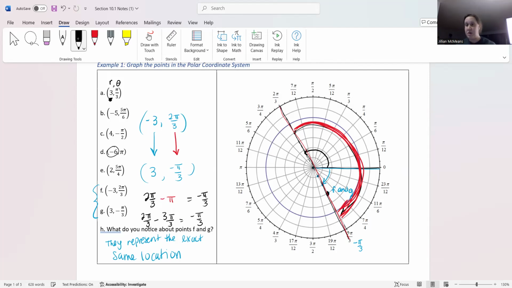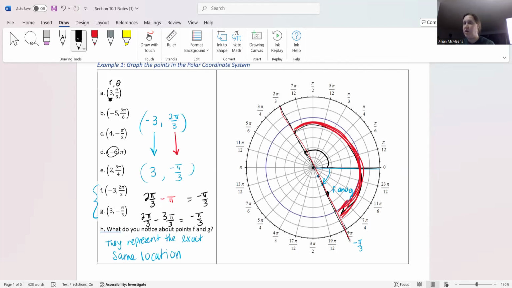So if you have a situation where your r is negative, we can get the exact same point by making r positive and then either adding or subtracting pi radians to our angle measure. Essentially here we took whatever our angle theta was and subtracted pi radians from it, and then we just made r positive and we get the exact same point.